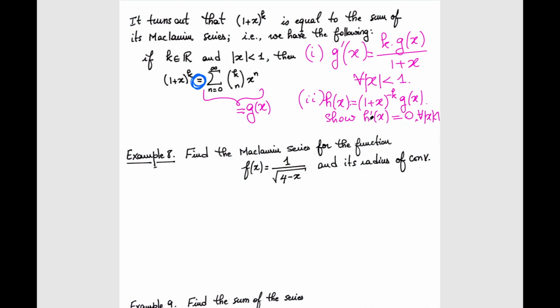If you remember one exercise in Calc 1, which relies on the mean value theorem: if the function is differentiable on an interval and its derivative is actually 0 on that interval, then it must be a constant on that interval, right? So that's what's going on here. If h prime is 0 on this interval, -1 to 1, then the function h is going to be a constant, which means that g of x is equal to c times 1 plus x to the power k.